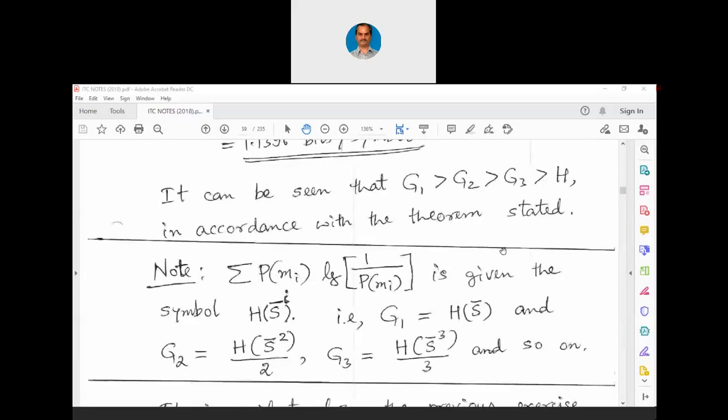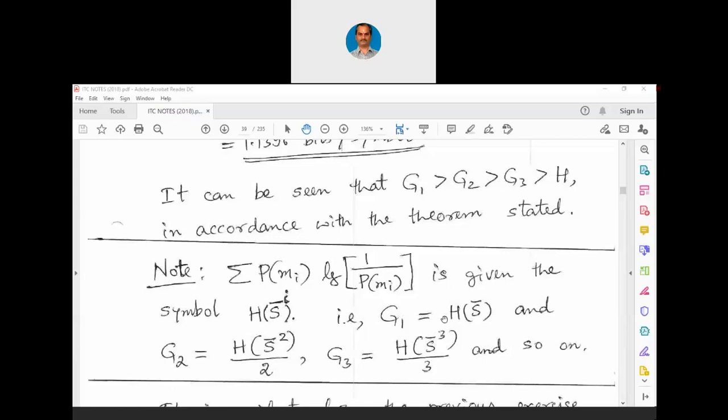Let me continue. I have put a small note. Summation of capital P of Mi, log of 1 over capital P of Mi is given the symbol H of S bar to the power I. This is a typical notation used in the textbooks. Instead of writing this whole big expression, they simply write H of S bar to the power of I.